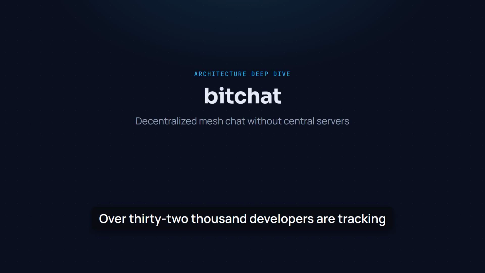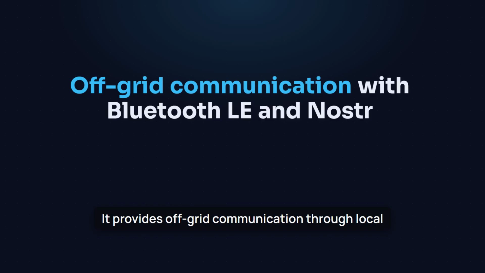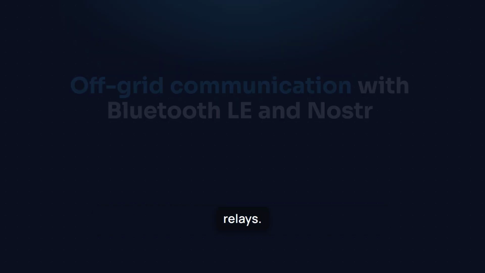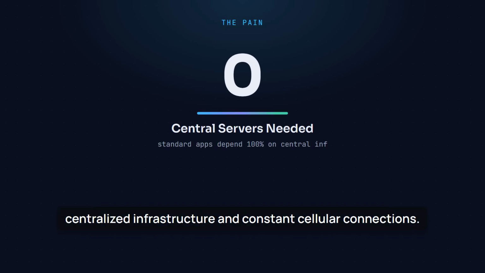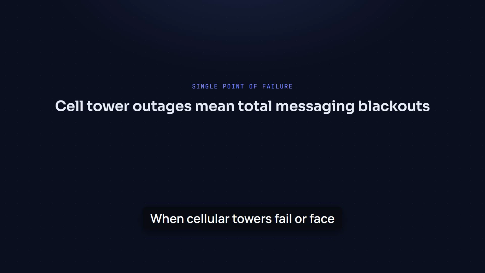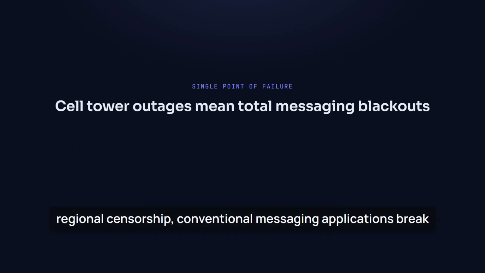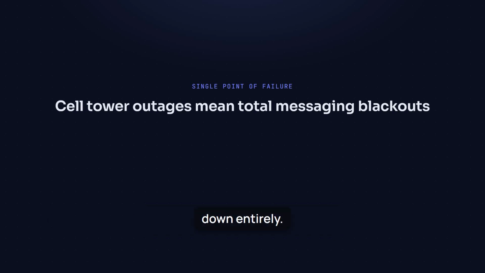Over 32,000 developers are tracking an open-source messaging app built without central servers. It provides off-grid communication through local Bluetooth radio meshes and global internet relays. Standard messaging platforms rely completely on centralized infrastructure and constant cellular connections. When cellular towers fail or face regional censorship, conventional messaging applications break down entirely.